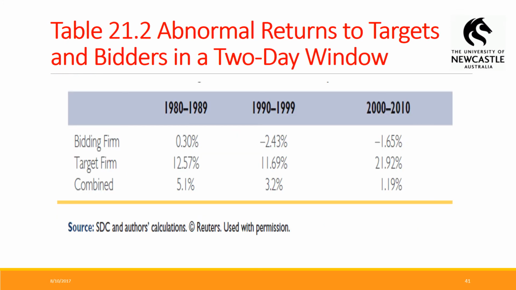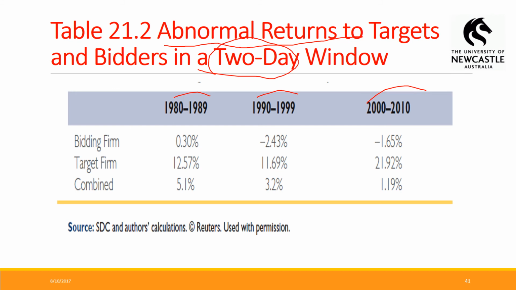So some example studies include this study here that I show on the slide. What this study shows is the short-term abnormal returns, right? This is only a 2-day window for targets and bidders across 3 different periods, right? And the companies here are US companies.